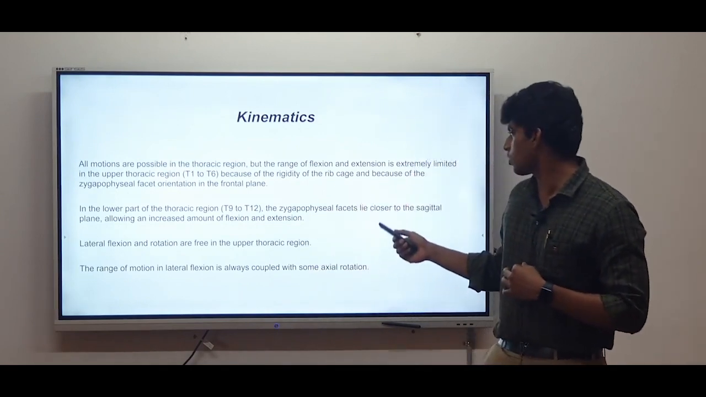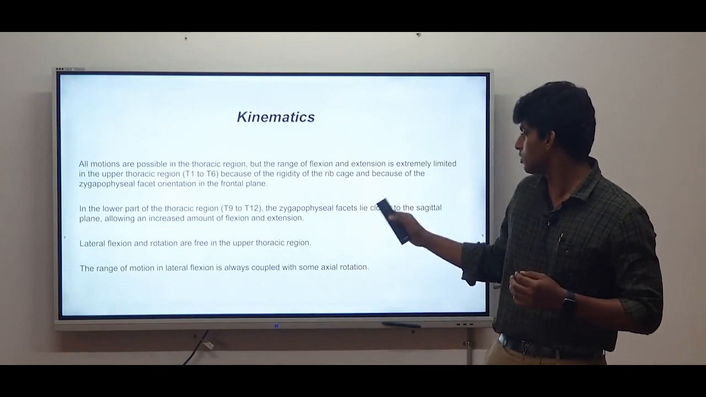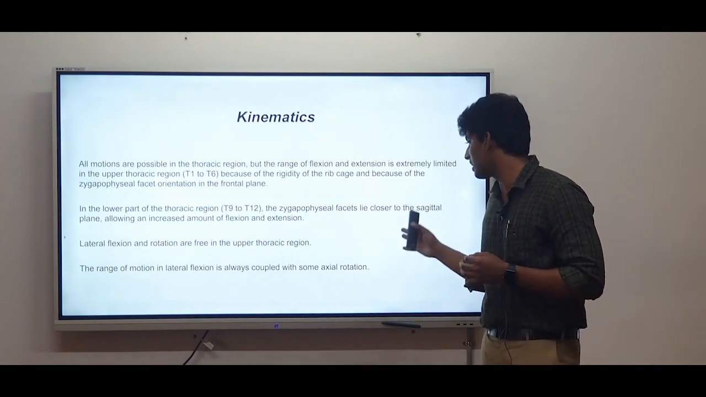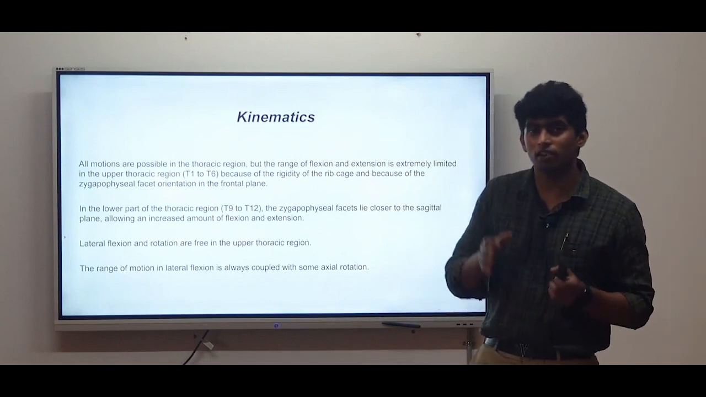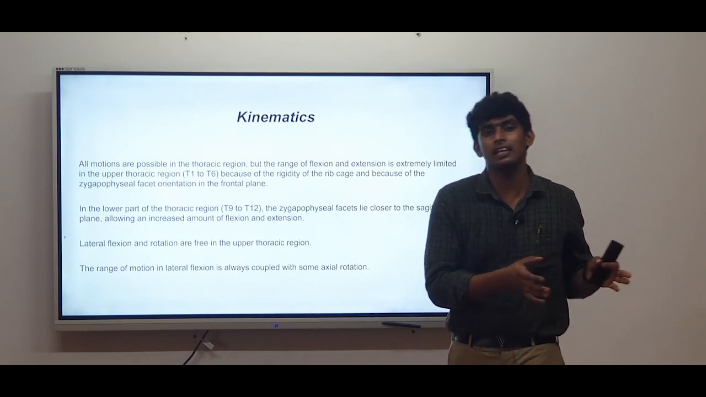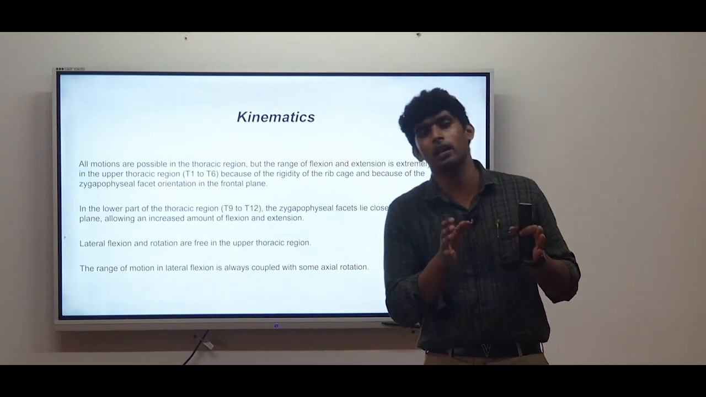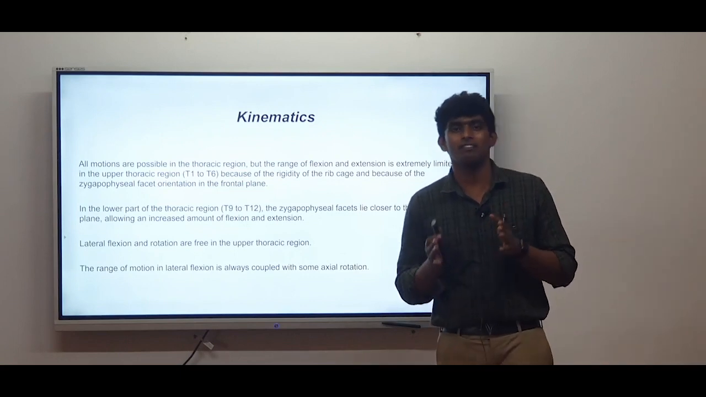Lateral flexion and rotation are free in the upper thoracic region. The range of motion in lateral flexion is always coupled with some axial rotation. Even though rotation is free, it won't be as great compared with the lumbar area. So if you compare with the lumbar area, the thoracic movement is very much restricted.